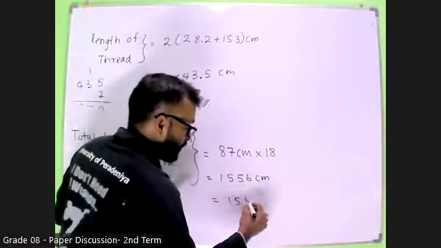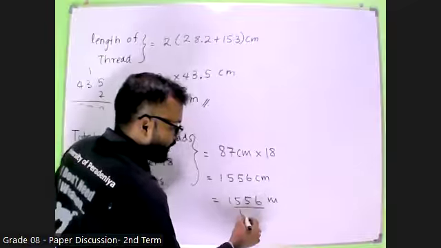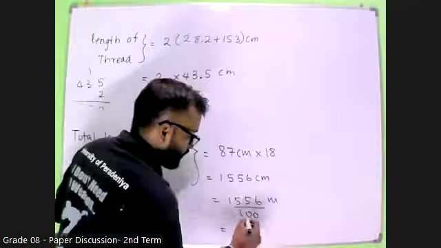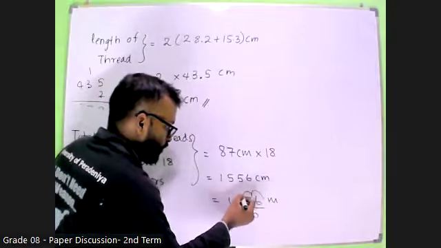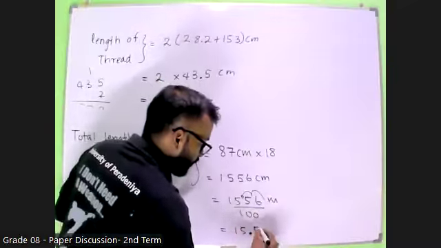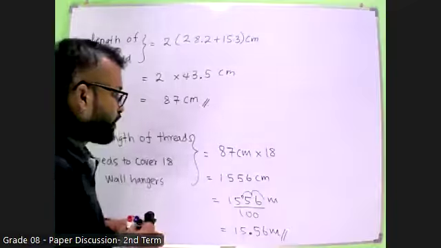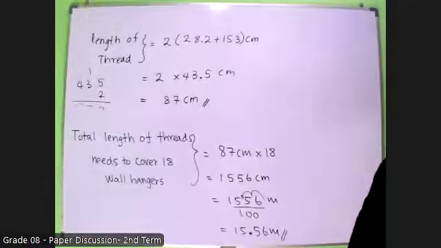How do you convert into meters? Centimeters into meters, you have to divide 1566 by 100. Right? So dividing by 100, allocate 2 decimal points. 1, 2. 15.66 meters. Right? 15.66 meters is needed to cover all 18 wall hangings.